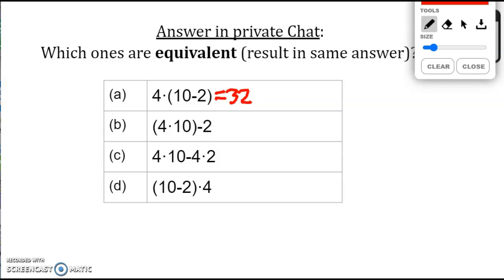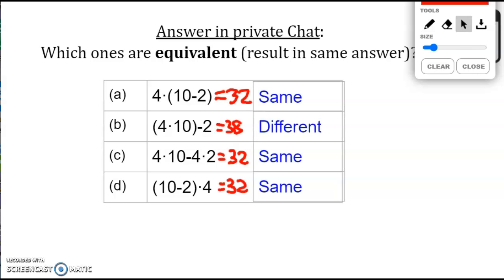We need to evaluate inside the parentheses first. So 4 times 10 is 40, minus 2 is 38. Next one is 4 times 10 is 40, minus 4 times 2 is 8. So 40 minus 8 is 32. And 10 minus 2 is 8, times 4 is 32. Okay, so which means that 32, 32, 32, they are the same. The one that is different is 38.